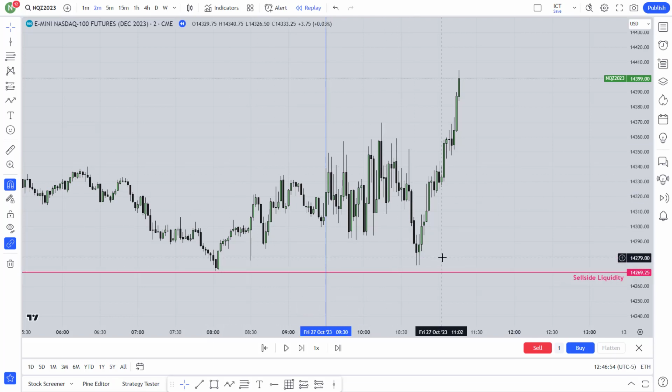So after 9:30 it was consolidating, and then it came lower. It made another low with the most equal lows. It came here, it failed to take the sell side liquidity. Instead of that, it made another low. So this is now stronger, and then price started to go higher.